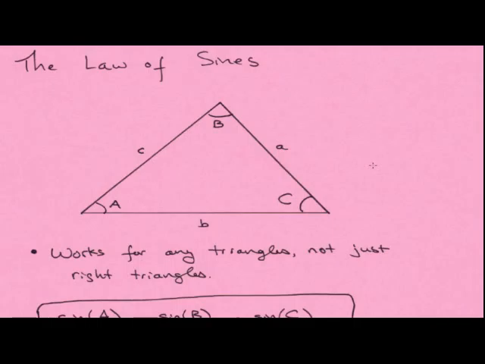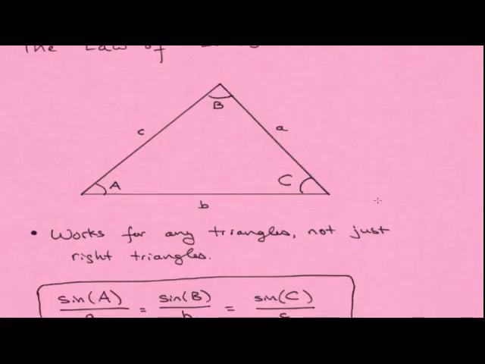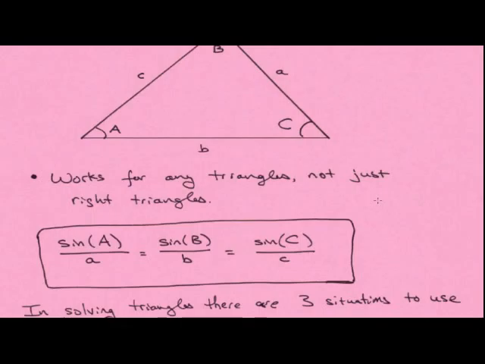Now the thing to remember with the law of sines is that it works for any triangle and not just for right triangles. So what is the law of sines? Well, the law of sines says that the sine of angle A over side A is equal to the sine of angle B over side B, and that's also equal to the sine of angle C over side C.